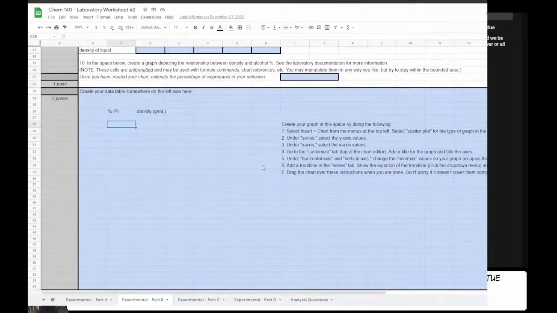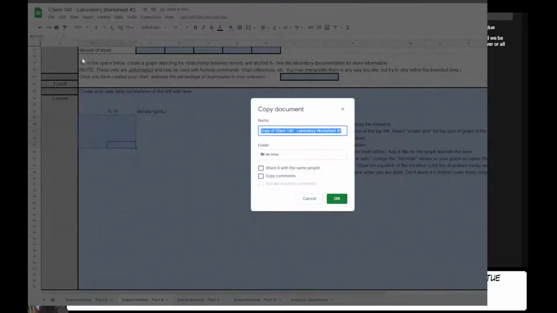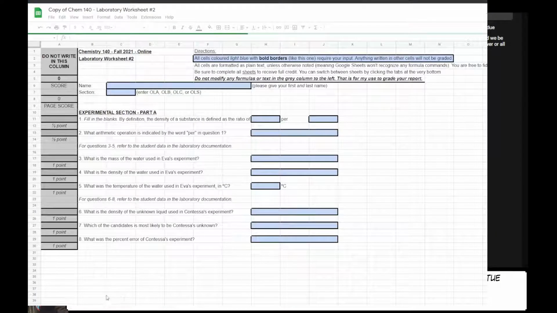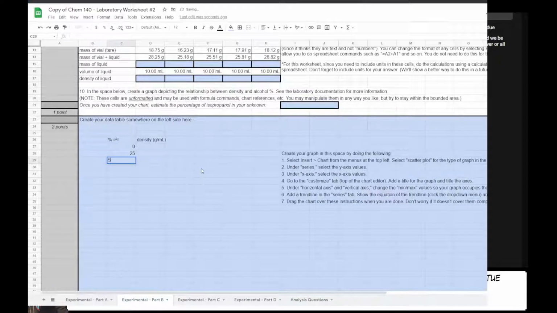In order to make a graph, we have to plot some data. So I'm going to say 0, 25, 50, 75, 100. Actually, you know what I'm going to do? I'm going to make a copy of this so that I'm not doing this in the default worksheet, so that you don't get a graph that is full of random stuff in it. So I'm going to make some data here. And then I'm going to assign some density. So I'm going to say 2.5, 2.2, 1.8. I don't know. I'm just making up some numbers here.